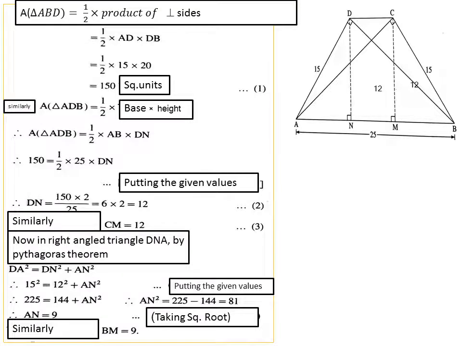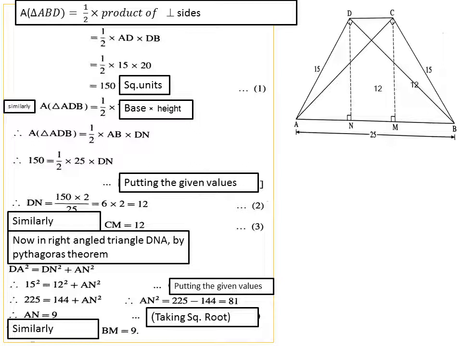In triangle ABD, see the triangle ABD. In this triangle, base is AB and height is DN. But these are right angle. So, area of right angle triangle is equal to half into product of perpendicular side, that is equal to half into AD into BD. After putting the values, we get half into 15 and 20 is equal to 150 square units. This is equation 1.